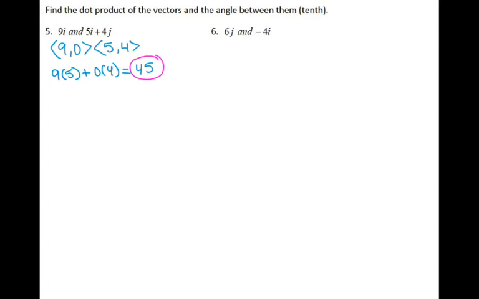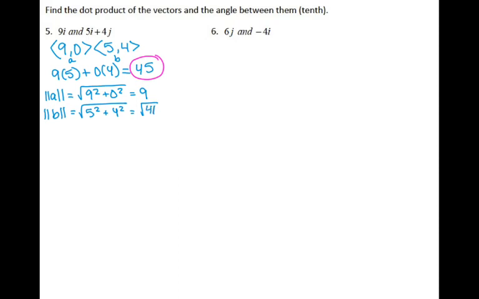And then for the angle in between, there is a formula. For the angle in between, you need to know three things: the dot product and the two magnitudes. So I'm going to call this vector A, and this is vector B. My magnitude of A is going to be the square root of 9 squared plus 0 squared, which is 9. And my magnitude of B is going to be the square root of 5 squared plus 4 squared, which is the square root of 25 plus 16, which is the square root of 41.